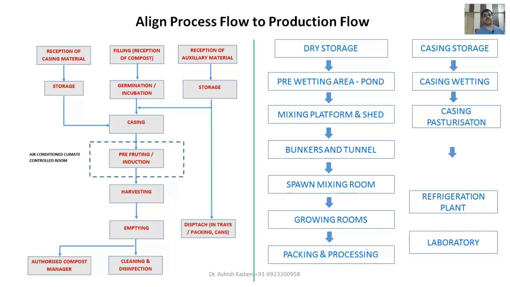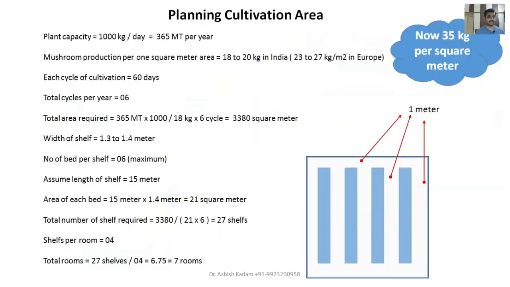Please remember when you are planning your mushroom project. Now let us understand how to calculate the cultivation area or the cropping area. Let us understand we are planning for 1000 kg of production for a day, 1000 kg of button mushroom production I am saying here.